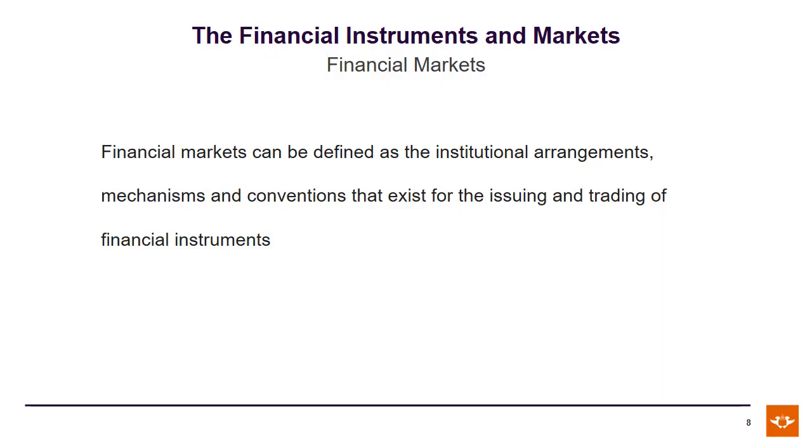Financial markets are an essential part of the financial system because this is where the financial instruments are traded. By definition, financial markets are institutional arrangements, mechanisms, and conventions that exist for the issuing and trading of financial instruments. In South Africa, we have the Johannesburg Stock Exchange. Elsewhere in the world, you have the London Stock Exchange, the New York Stock Exchange that we are more familiar with.